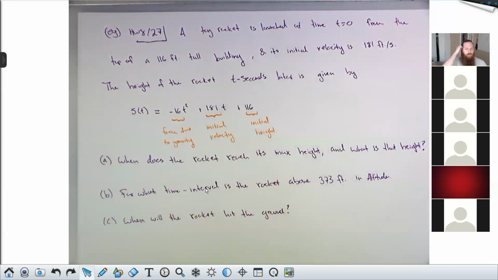Other valid questions here would be, what is the relevant domain? So for what values of t is this function a reasonable model for the real world situation? We could ask, what is the relevant range? All of those things that we saw back when we were asking about modeling using linear equations, we could ask here as well.